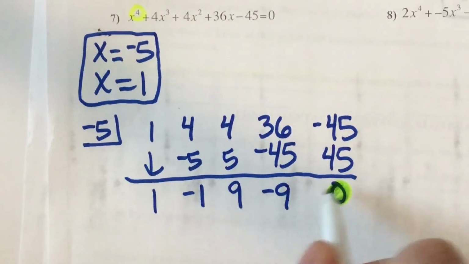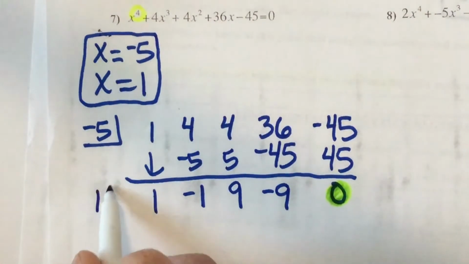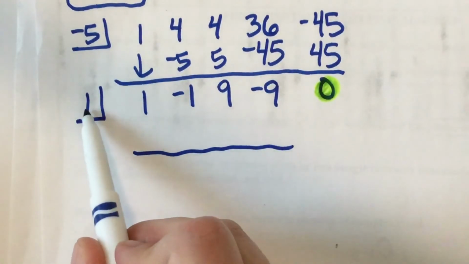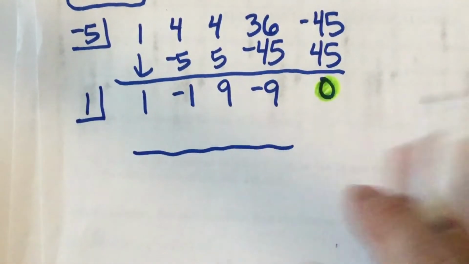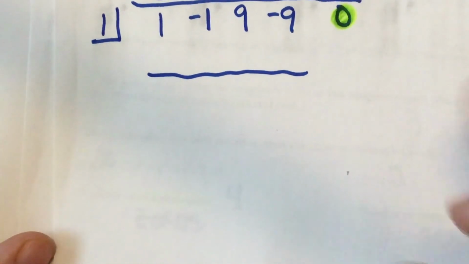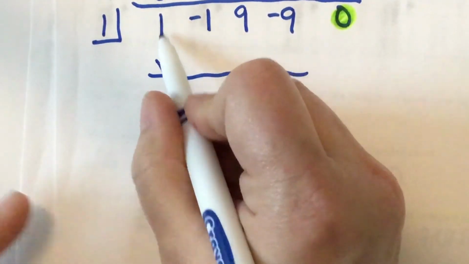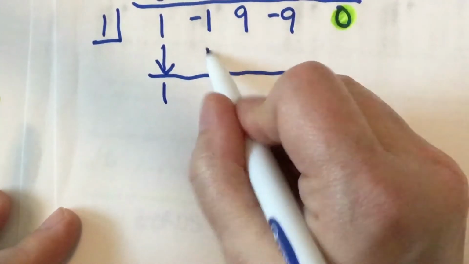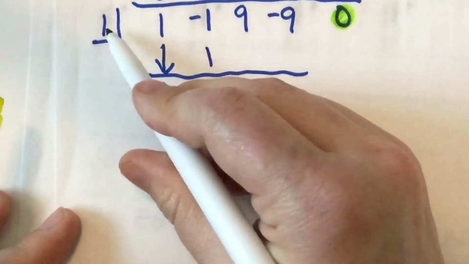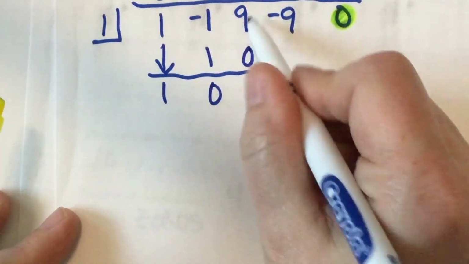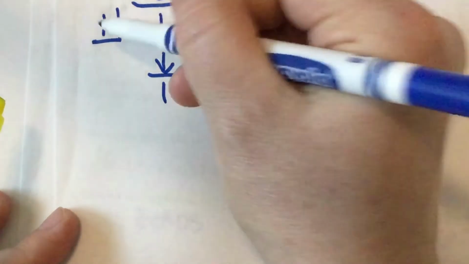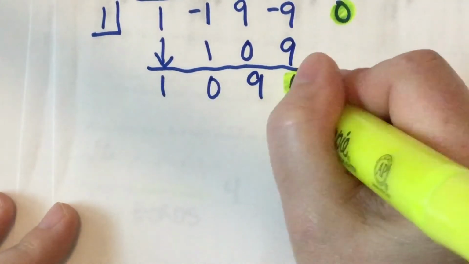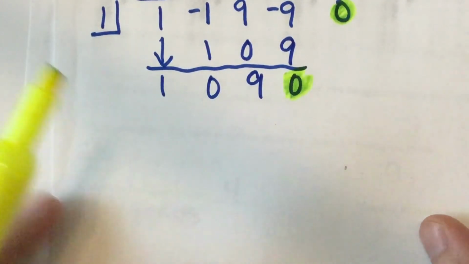So I'm just going to take this answer where it is, and I'm going to put 1 in the box right there. And then I'm just going to look at the 1 in the box and these numbers. So I'm just going to get rid of everything else so you can't see it. So I bring down the first number. So I'm going to bring that 1 down. And then multiply. 1 times 1. Add. That's 0. Multiply. 1 times 0 is 0. Add. That's 9. Multiply. 1 times 9. Add. That's 0. And remember, you wanted that remainder to be 0. If your remainder is not 0, you've screwed up somehow.